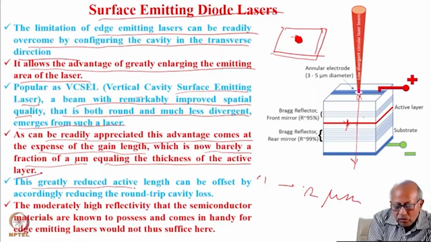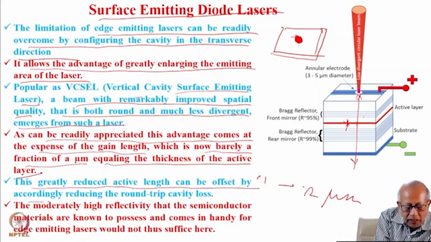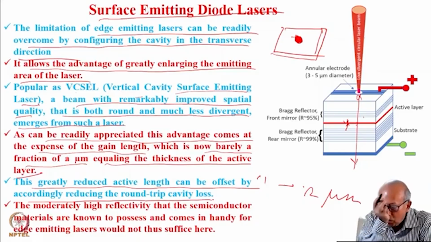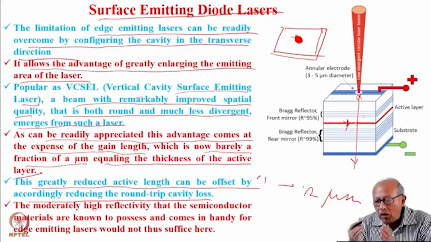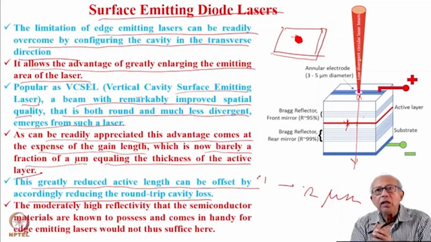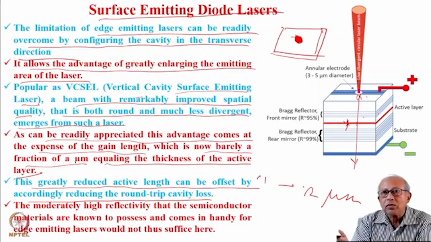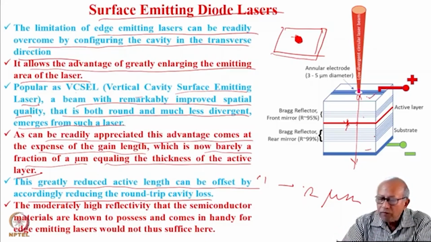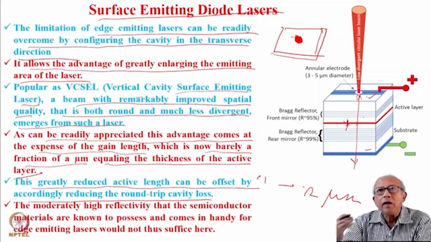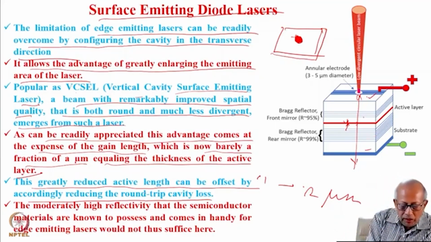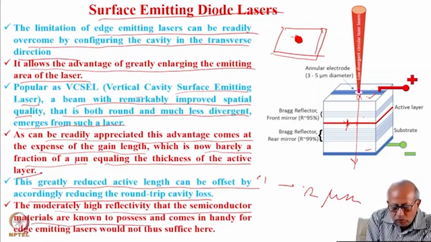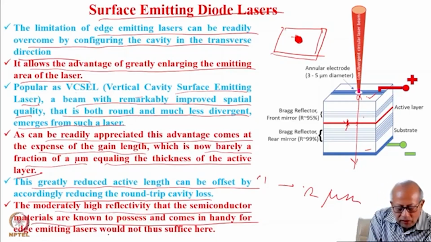This greatly reduced active length can be offset by accordingly reducing the round trip cavity loss. So now the active length has reduced, and in order to satisfy the condition of lasing, we'll have to reduce the transmission loss from both ends. So we cannot use the Fresnel reflection from both ends as the cavity mirror. The moderately high reflectivity that the semiconductor materials are known to possess, which comes in handy for edge emitting lasers, would not suffice there.